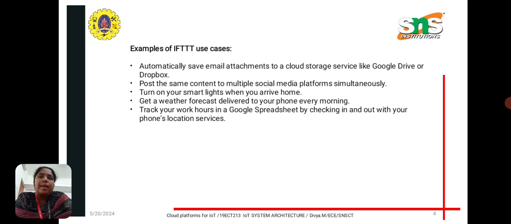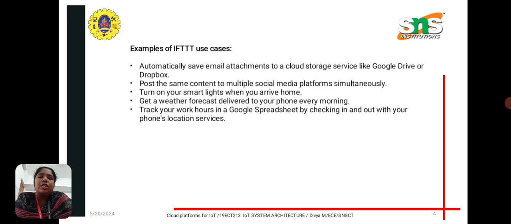Creating a custom applet, we have to choose a trigger. We have to go to the IFTTT website and create a new applet, choose a trigger service, and select a trigger like new email in Gmail. Define action. Next, we have to click to choose an action service. We have to select an action and configure the action settings, and finalize and activate. In the final stage, we have to review our applet settings and click finish to activate the applet.